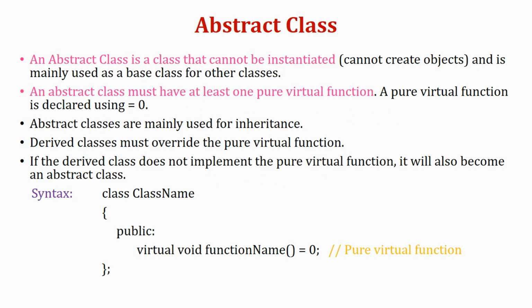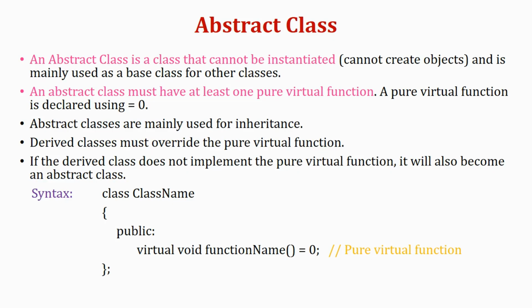What is an abstract class? An abstract class is a class that cannot be instantiated. It means we cannot create an object, and it is used as a base class for other classes. The abstract class must have at least one pure virtual function. A pure virtual function is declared using equal 0.